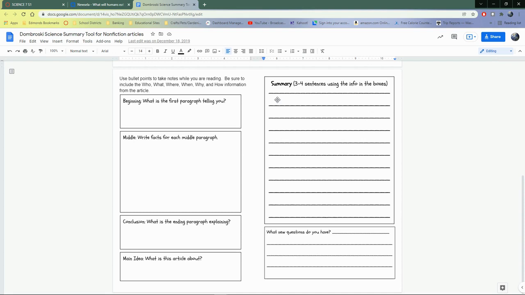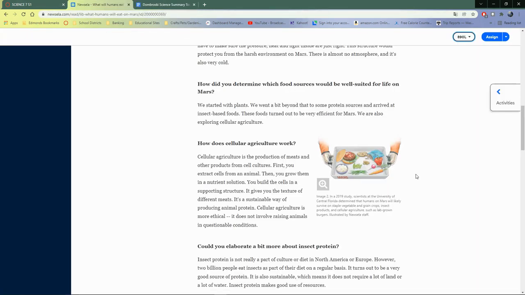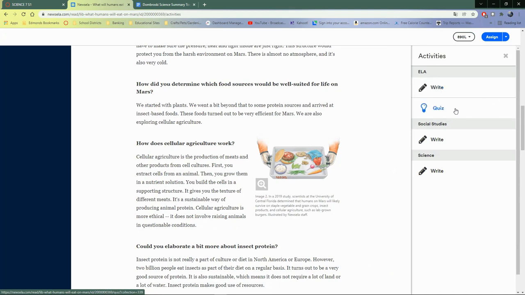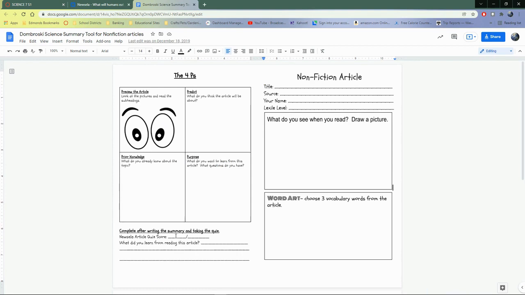So scientists on Mars will grow food that has the most protein. I mean, I didn't read the article yet, but that's pretty much what you're going to be writing here. And then what new questions do you have? And yes, you have to put at least 1 question. All right. When you are done with all of this, then you're going to take the quiz on the thing here. It says activities, the quiz. So you'll take the quiz, and there's usually 4 questions. And then you'll write down a score that you got.